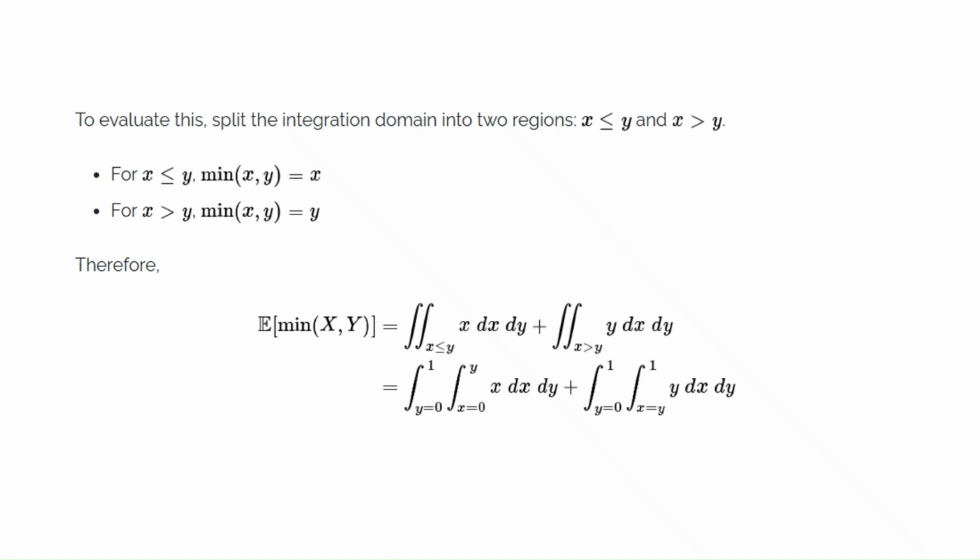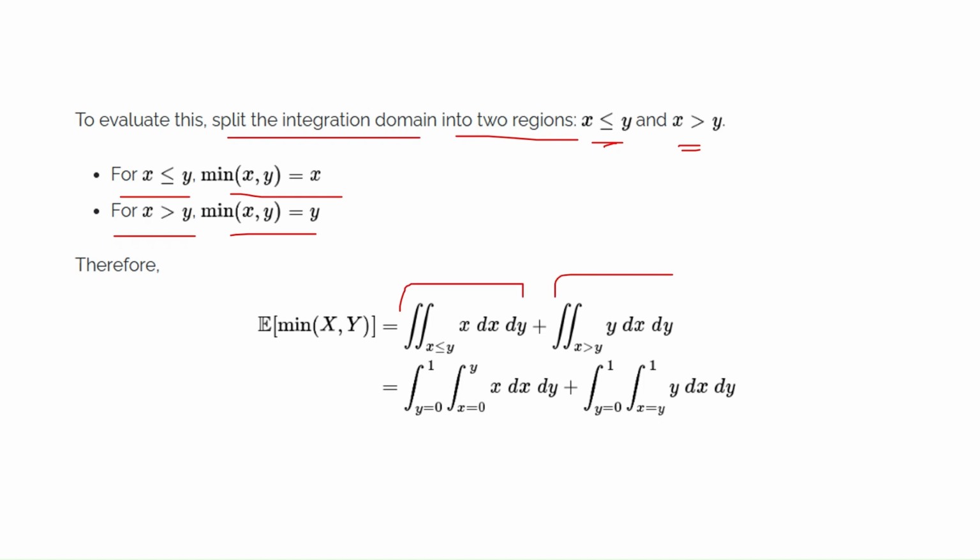The next step that we need to do is split this integral into two regions. The first where x is less than equal to y and where x is greater than y. For x less than equal to y, the minimum would be x, and for x greater than y, the minimum would be y. So this is the part where x is less than equal to y, and this is where x is greater than y.